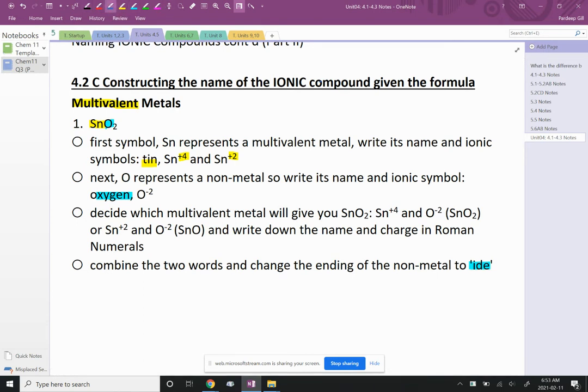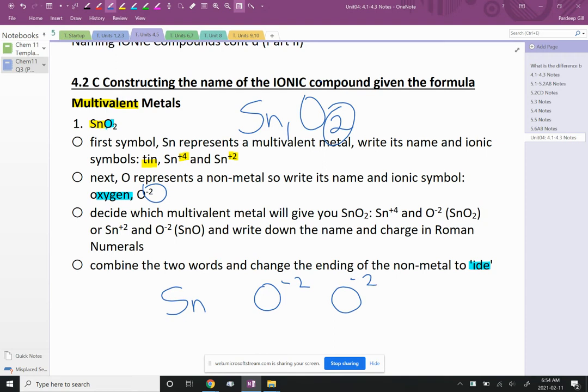So we have Sn. We don't know what the charge is, but we know that we have one Sn. If you look here, SnO2, you've got one Sn atom that makes up this compound, and then you have two O, or oxygen ions. So one Sn ion and two oxygen ions. And you always know the charge for oxygen is -2, so we can write down -2, -2. And now you have to give a charge for Sn.